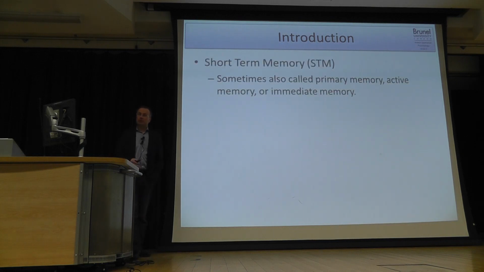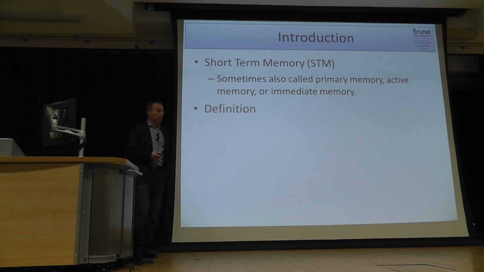Okay, so short-term memory is the most common term. However, it's a little bit of a vague term. So there are some synonymous words to that. Some people call it primary memory. That term was introduced originally by William James in 1890. Maybe called active memory or immediate memory. But short-term memory is probably the most common term for that.